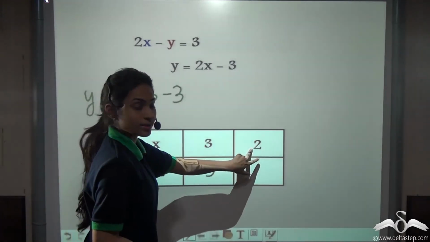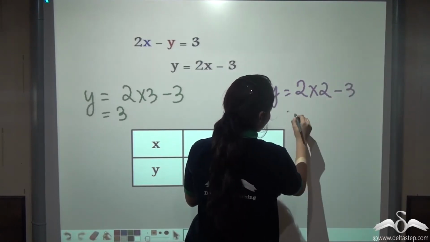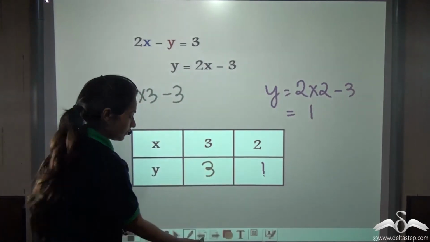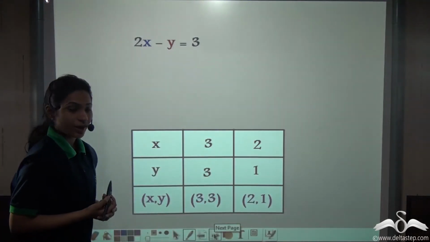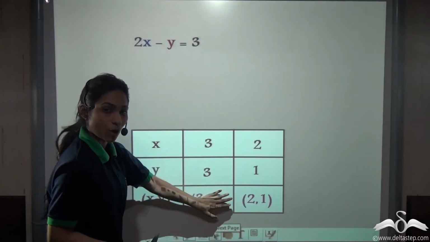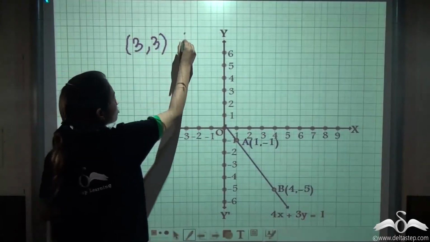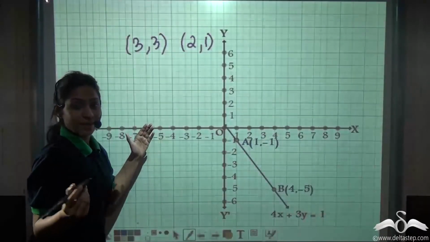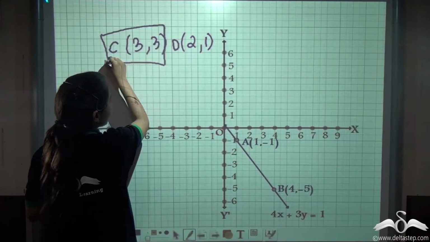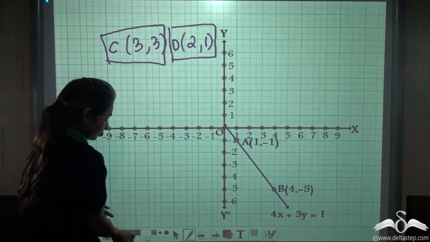Similarly, when x is 2, y is equal to 2 into 2 minus 3. That means 4 minus 3, which gives you 1. So when x is 2, y is 1. So what coordinates are we getting for this equation? We are getting 3 comma 3 and 2 comma 1. So let's plot this. Let's name these points as C and D. So we are having a point C 3 comma 3 and the other point D as 2 comma 1. Let's plot these 2 points.